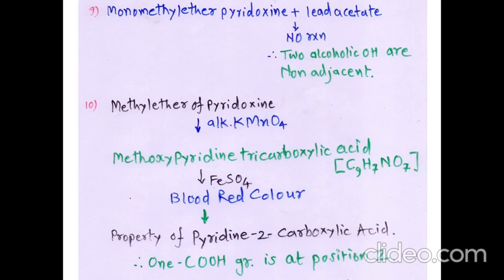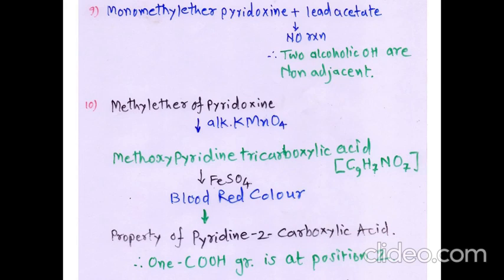Methyl ether of pyridoxine. How do you prepare the monomethyl derivative? By diazomethane, friends. When the monomethyl ether derivative of pyridoxine is allowed to react with alkaline KMnO4, it forms methoxypyridine tricarboxylic acid. The molecular formula is given: C9H7NO7. And this methoxypyridine tricarboxylic acid, friends, listen to me, is an alkaline oxidation product, right? The tricarboxylic acid derivative gives a blood red color when it is allowed to react with FeSO4, which is a property of pyridine 2-carboxylic acid, friend.